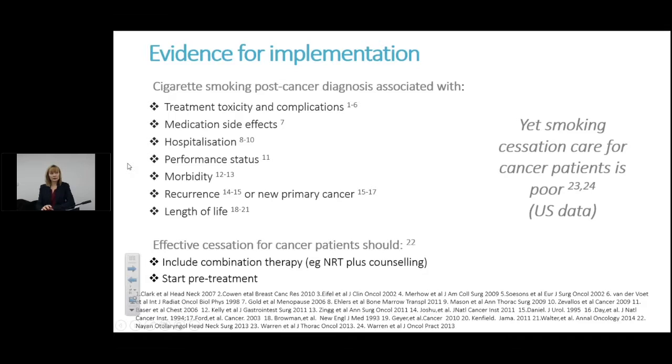However, despite all of that supporting evidence, smoking cessation care for cancer patients, we believe, is poor. The main data that we have is from the US, particularly produced by Graham Warren around how often cessation is raised and supported for cancer patients. But we've no reason to believe that that's different in Australia.